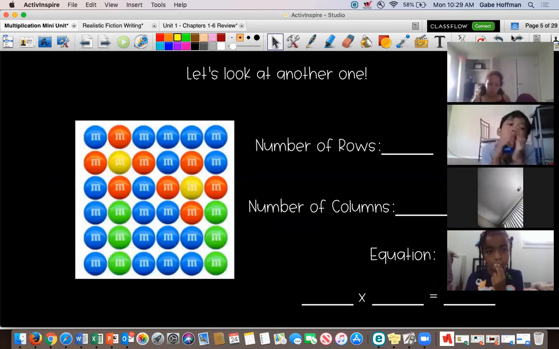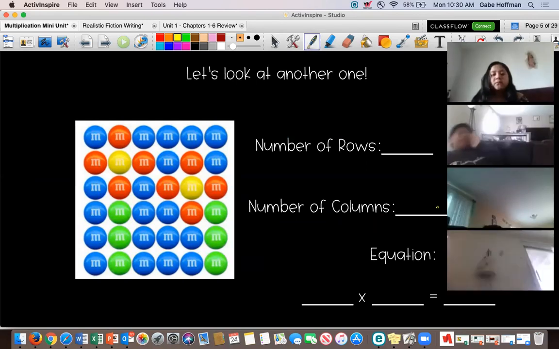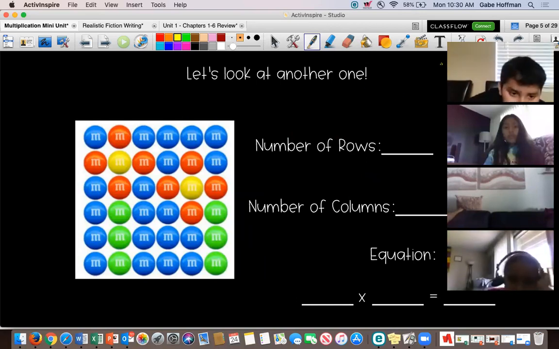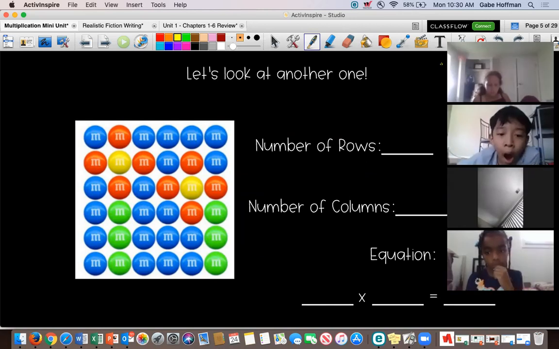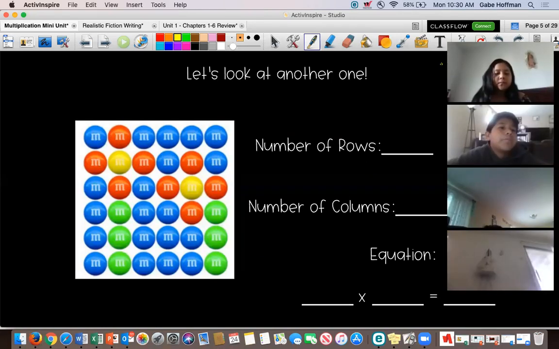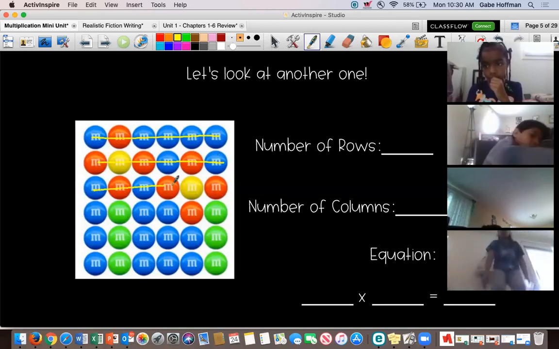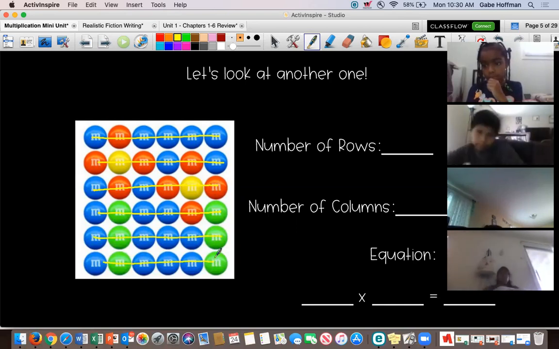So let's look at another one. Raise your hand if you can tell me the number of rows, the number of rows that go left to right in this array. Guadalupe, how many rows are in that array? Six. Six, very good. So if you guys look, you go 1, 2, 3, 4, 5, 6. Six rows. Very good.